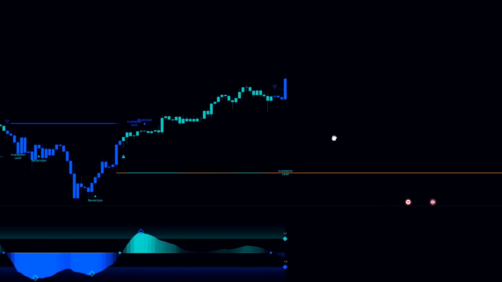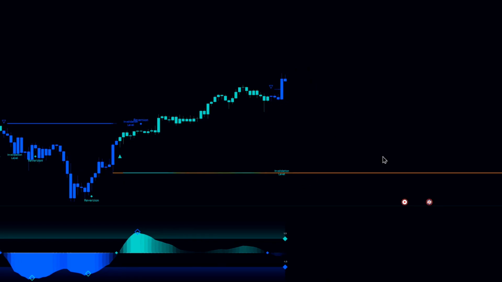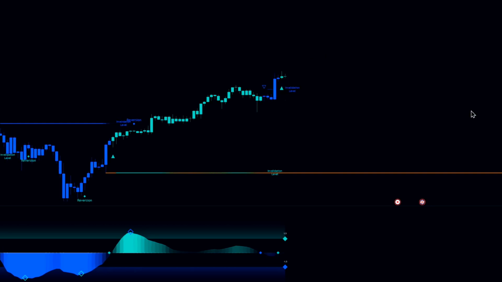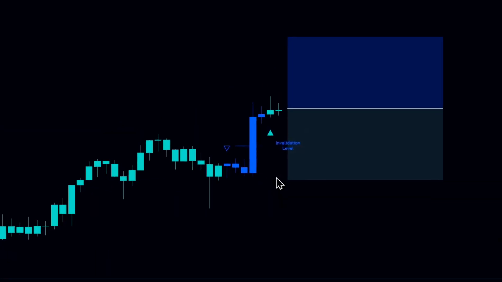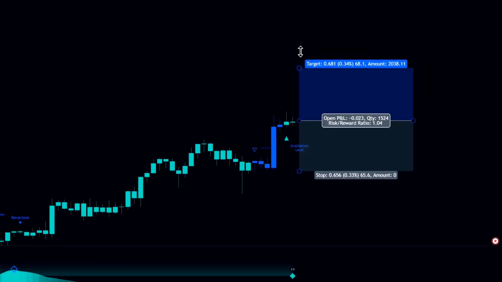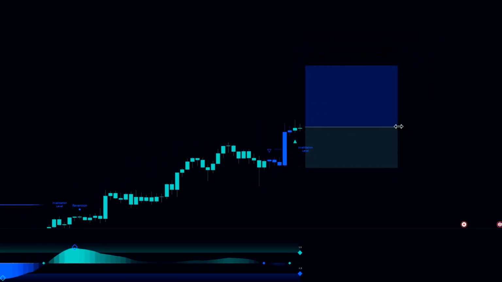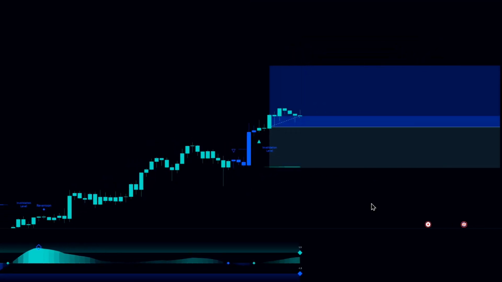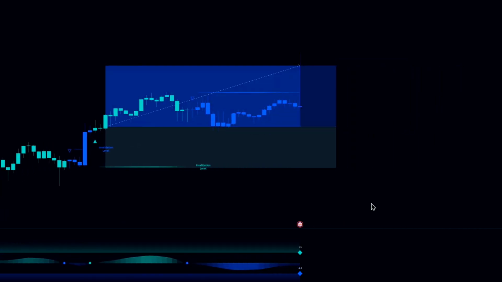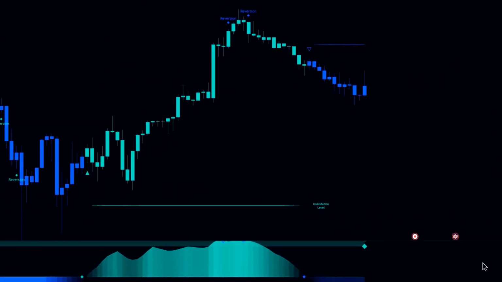Wait for the market to confirm a bullish trend with the candles turning blue, and then back to teal without hitting the invalidation line. If all conditions are met, take a long trade, set your stop loss at the invalidation level, and aim for a 1.5 risk-reward ratio. This approach helps confirm that the trend is strong enough to push prices up. For short trades, you do the opposite.